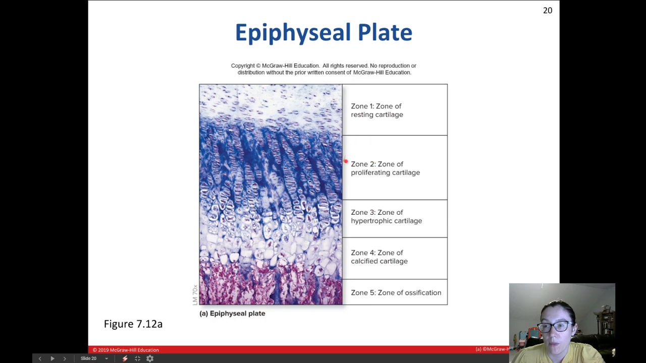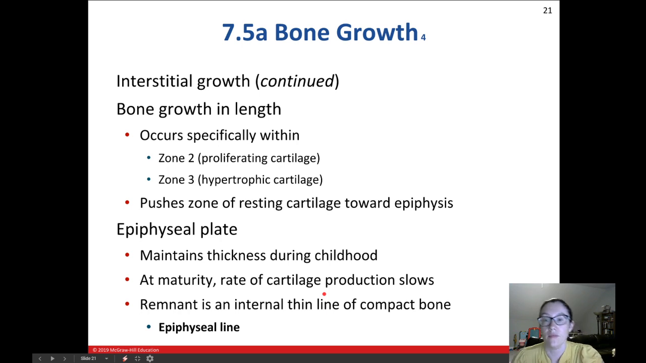And so here, the biggest growth is going to happen in zones 2 and 3, the zone of proliferating cartilage as the chondrocytes divide, and the zone of hypertrophic cartilage as each of those chondrocytes gets bigger. So a lot of the length is happening in zones 2 and 3. The cartilage itself is actually growing, but then eventually that cartilage is replaced by bone in zone 5. And this pushes the zone of resting cartilage towards the epiphysis, and it's going to lengthen the bone in both directions. So this is important.